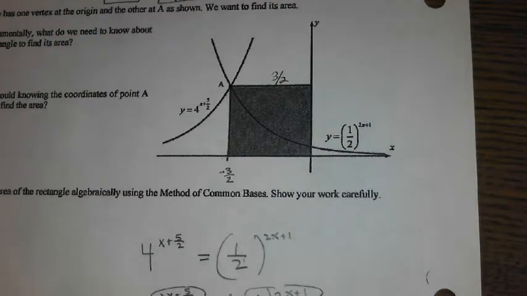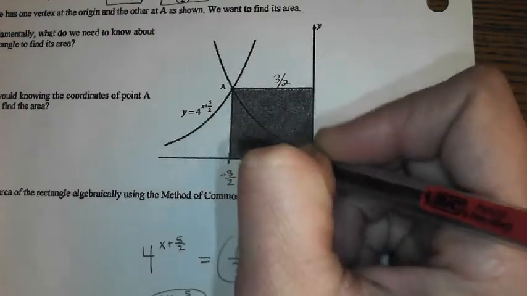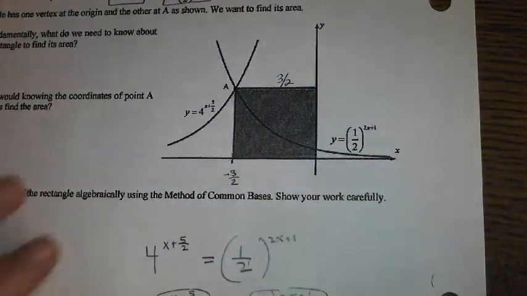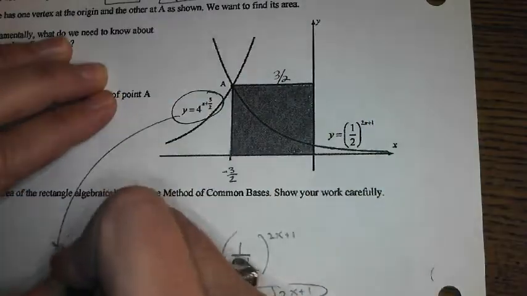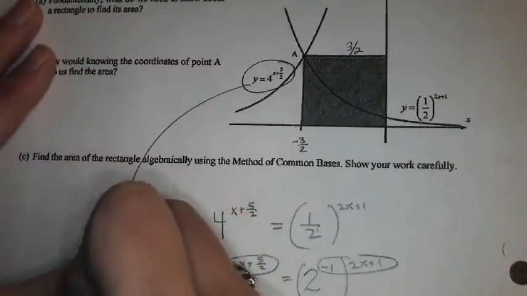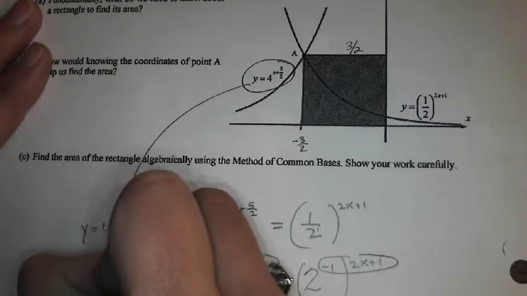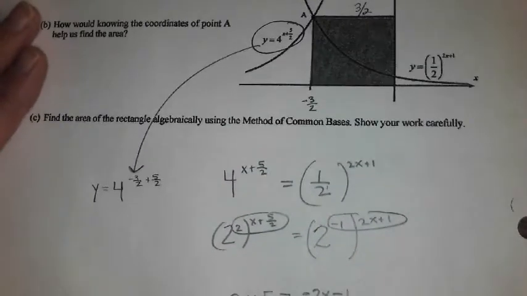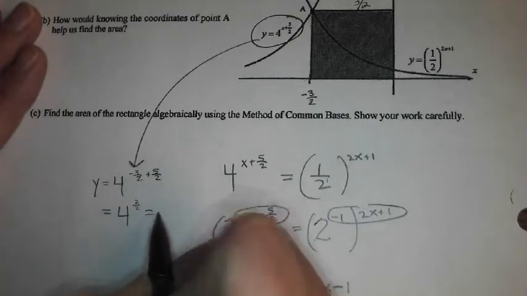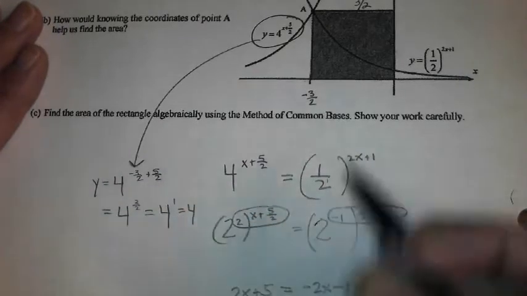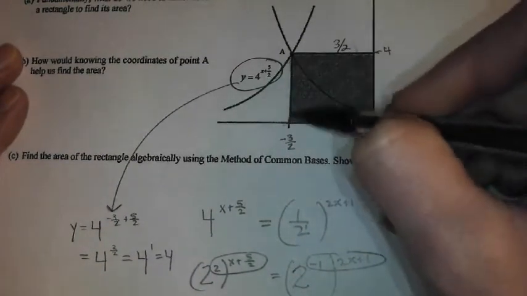And in order to find out the width, I need the y coordinate, right? This other side length, I need the y coordinate, which is easy because once I know the x coordinate, I can just plug it in to find the y. y equals 4 to the negative 3 halves plus 5 halves. What's negative 3 halves plus 5 halves? How many halves? 4 to the 2 halves, which is 4 to the first, which is 4. So if the y coordinate is 4, this length is 4.